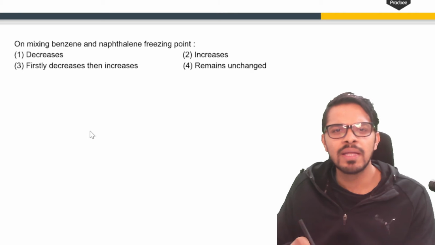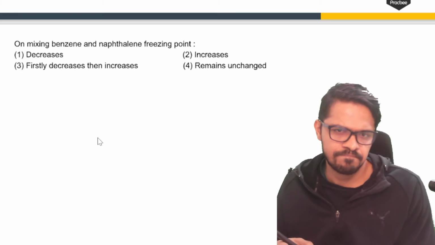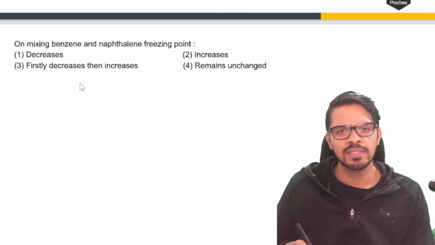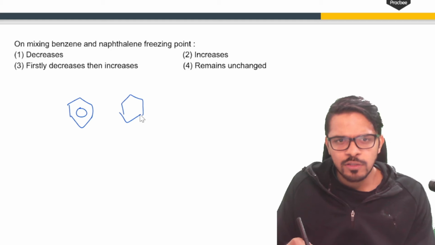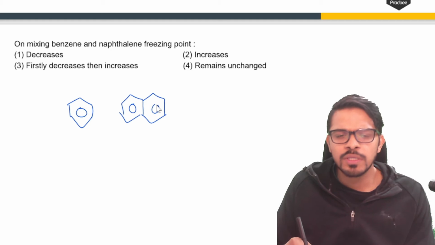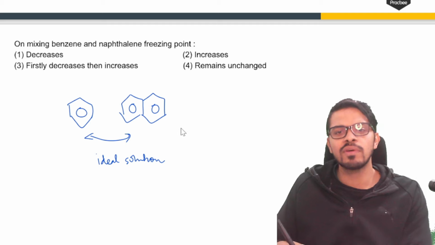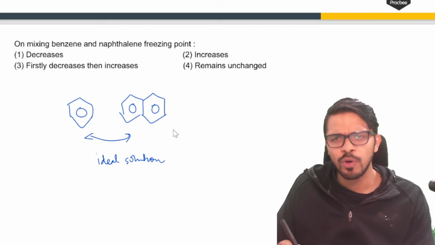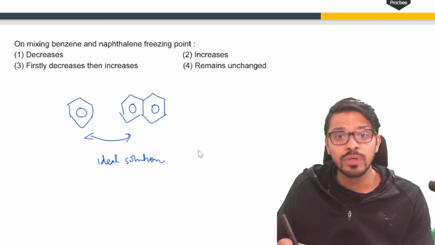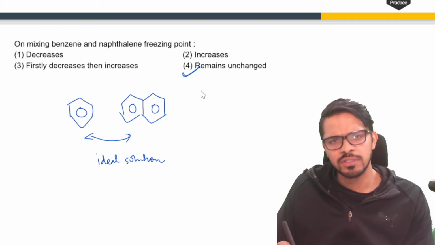On mixing benzene and naphthalene, freezing point increases, decreases? Okay, so we know benzene is like this, an aromatic species. Naphthalene is also an aromatic species. So basically they should form an ideal solution. Right, and whenever we are forming an ideal solution, as such the freezing point or the colligative property shouldn't change. So the answer should be remains unchanged.